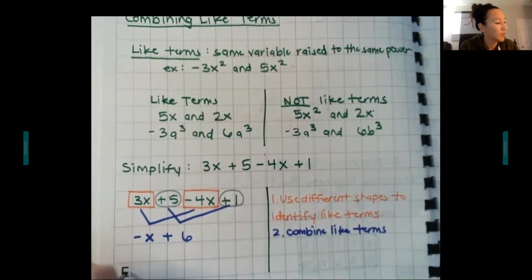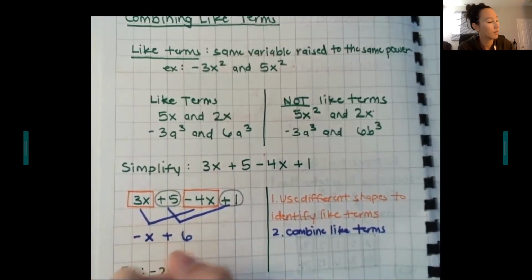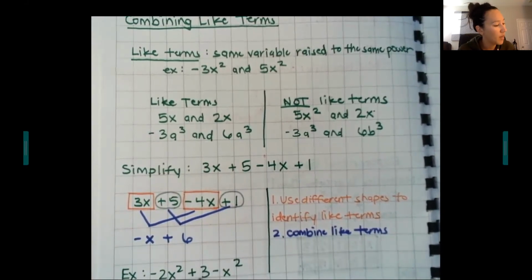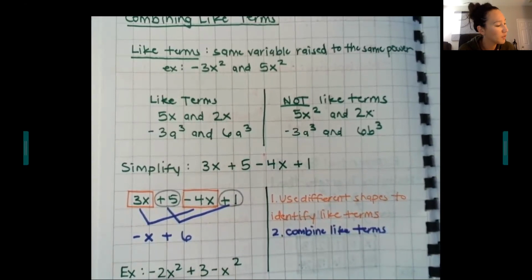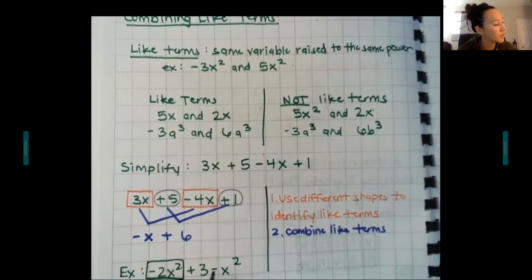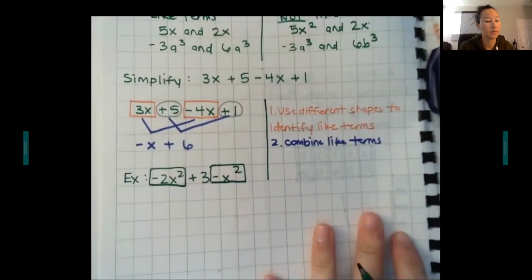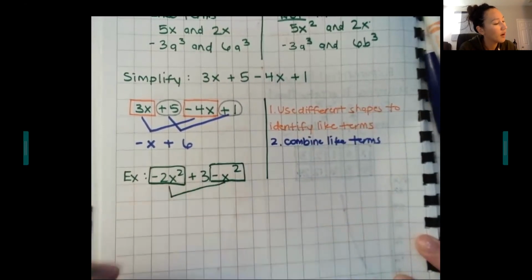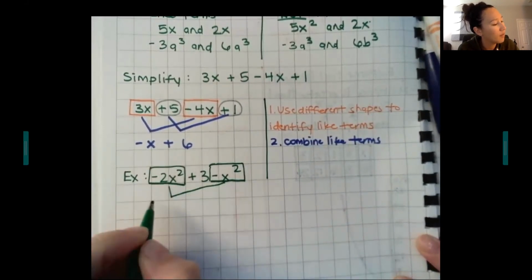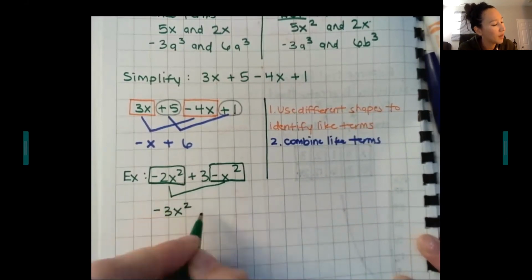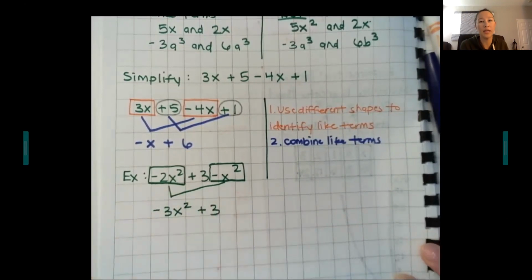We can do one more example. Negative 2x squared plus 3 minus x squared. So it looks like we have negative 2x squared. So we can combine negative 2x squared and negative x squared. So all together, we have negative 3x squared. And then we don't have anything to combine the positive 3 with, so it's just plus 3.